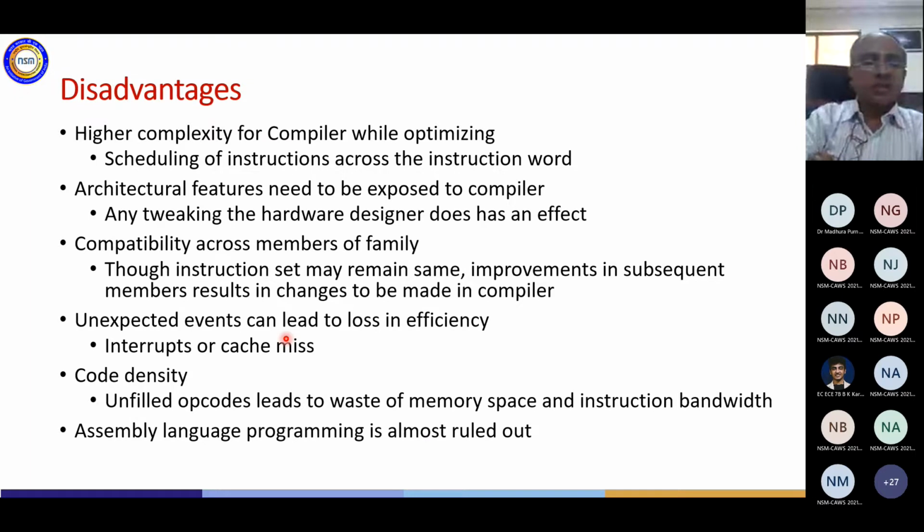Code density. Now you cannot help it, as in the case of Itanium, where all 6 slots will not be filled. Whenever there are more bubbles, that leads to waste of memory space, because memory is anyway 6 instructions wide, and some instructions are missing. That means you are wasting that space. You are fetching them also, but not using them. So instruction bandwidth is also lost.